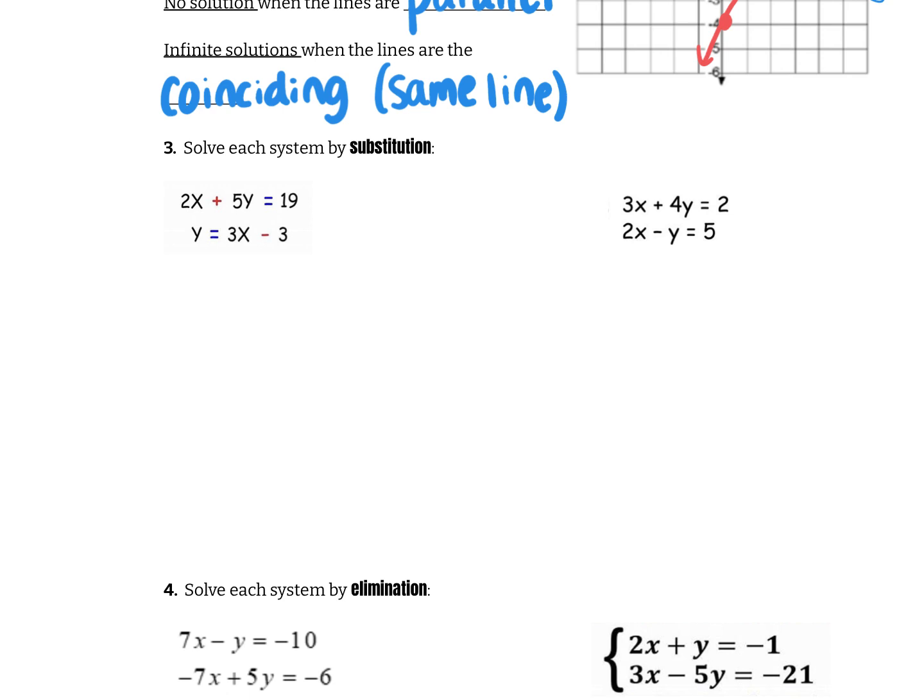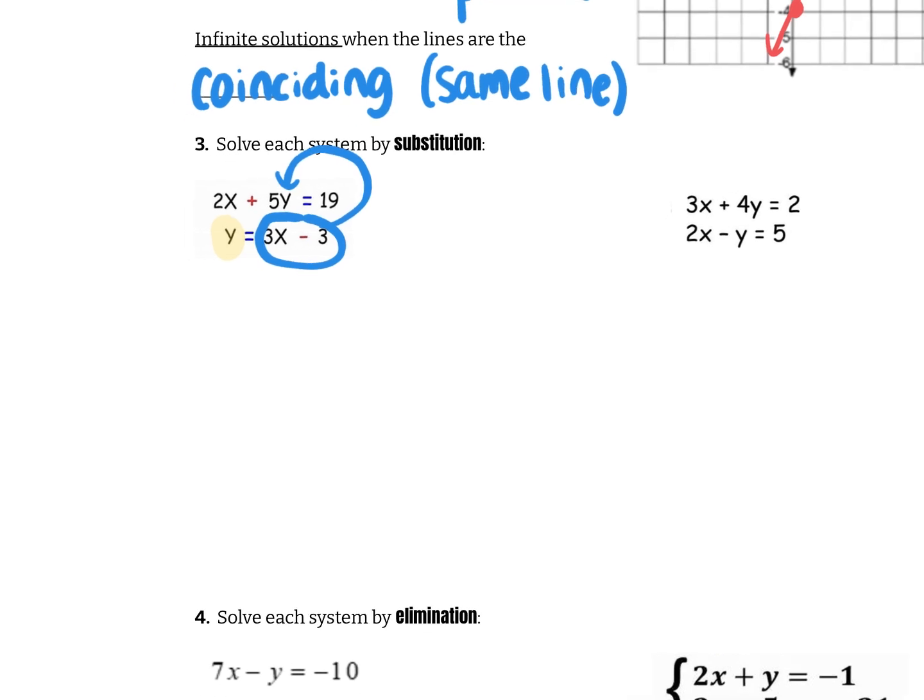So substitution, this equation is actually already set up really well for substitution because you have y by itself. So if you have one variable alone, you can take that and plug that into the other equation. So I'm going to do that now. I'm plugging in that y. So my first equation becomes 2x plus 5, and then y is 3x minus 3, that equals 19. So when you substitute that in, you only have x's, so you should be able to solve this for x. So I'm going to go through that process.